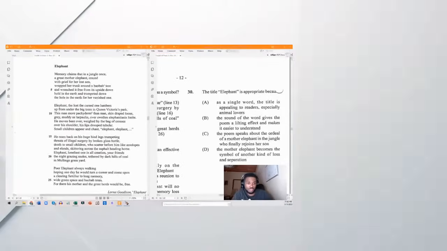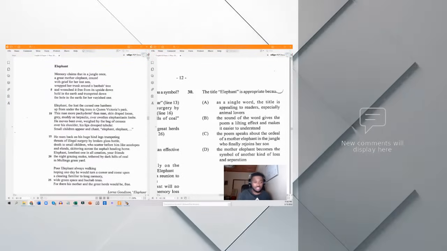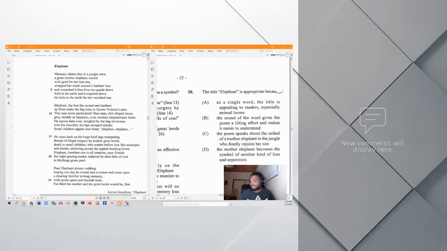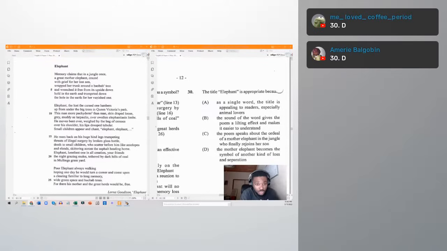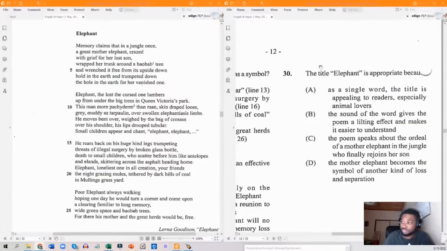Let me see what you guys think for 30. Why is elephant an appropriate title? And based on the discussion of the previous questions, this one should be super duper easy. Super easy. Has to be D. The mother elephant becomes the symbol of another kind of loss and separation. Yeah.